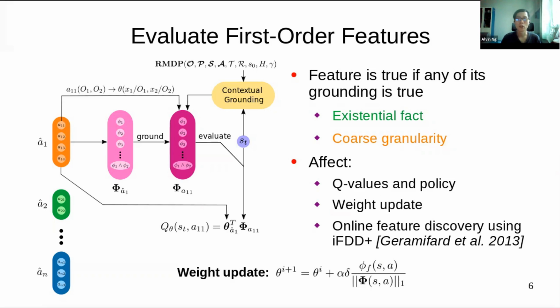Furthermore, the grounding of first-order features affects the Q values and policy, the weight update, and the online feature discovery. We use iFDD+ (Geramifard 2013) for feature discovery, where increasingly complex conjunctive features are added to the feature set in order to reduce the approximation error. We propose the use of contextual knowledge to restrict the set of objects which can be used to substitute the free variables. This improves the granularity of our first-order approximation.